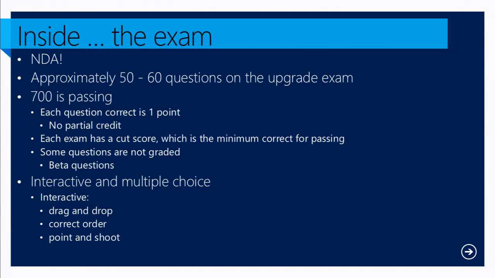700 is passing. And again, each question correct is the same points. I need to change that. It's not 1 point, right? There's, let's see, 70 questions, 1 point. I scored a 70 on this, perfect score. So that's not quite. No partial credit, right? A lot of people look at these big, hairy questions, think it's the same. It's not the same. Each exam has a cut score, and the cut score pretty much these days is always 700. And I'll say, the last certification exam I took, 700, baby, 700.